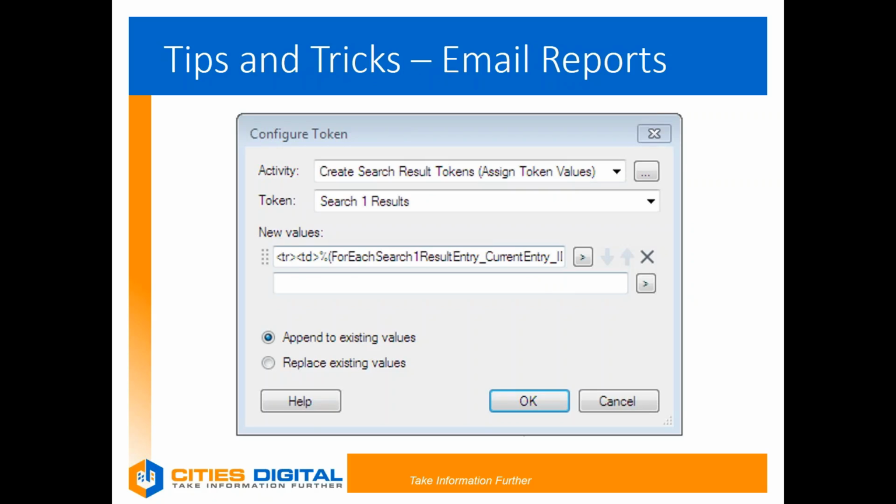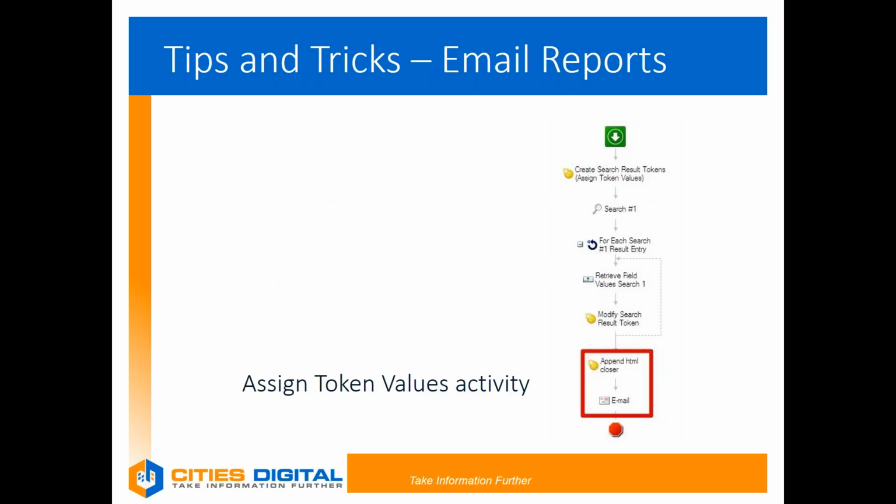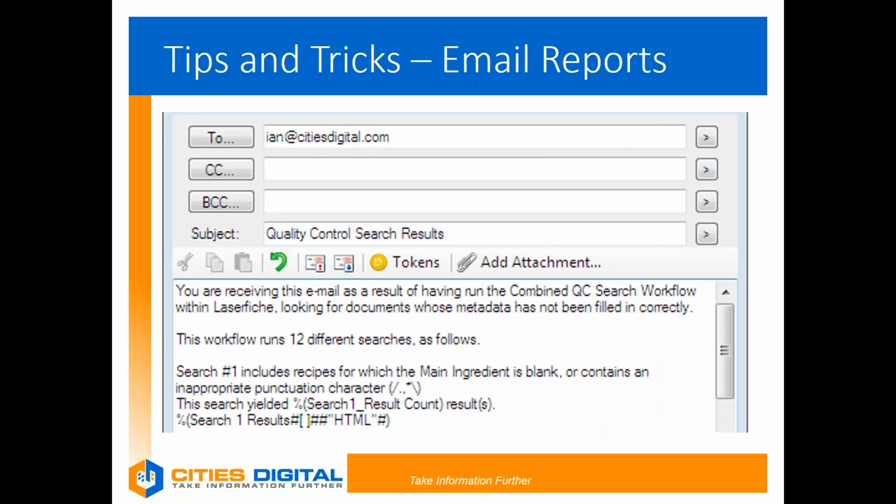So here we have a visual of how that would work. We have the create search results token activity right there, and the token is search one results, so that's going to take the information from the first search and add it to where that token was. And then we're going to use the assign token values activity, and this is what the email will look like when that is all processed. So this is how you configure the email. It's going to be a little bit rougher, as you can see in the bottom. It's going to have those token placeholders for the search one results, and a little bit more HTML formatting, and that will change once you actually receive the email. It's going to look a lot different.